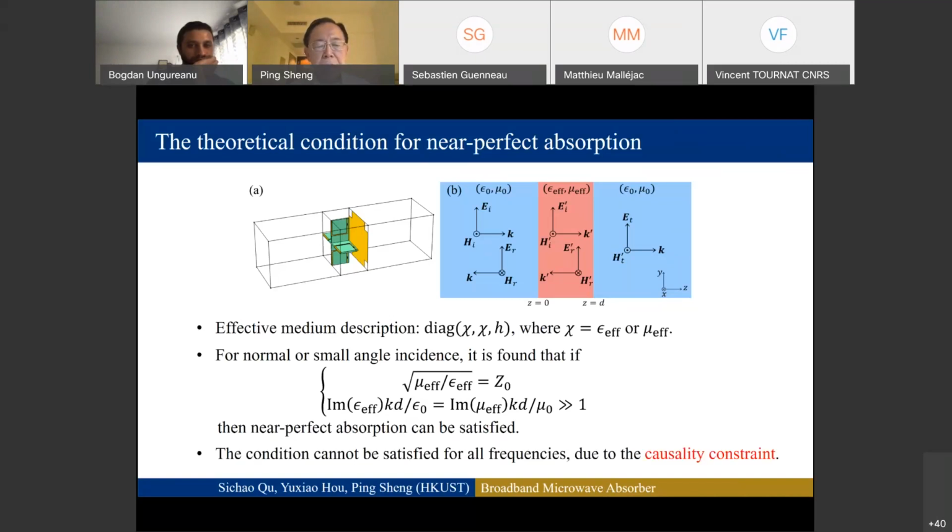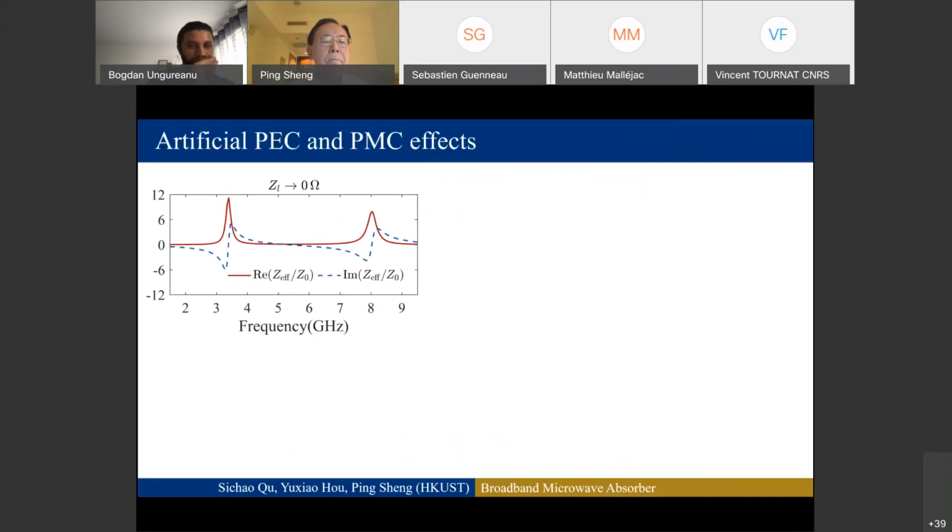Now, this is just a comment that the condition on top cannot be satisfied for all frequencies due to the causality constraint, namely the Kramers-Kronig relations. But we want to make it as broad as possible, of course. So this is what happens, okay?